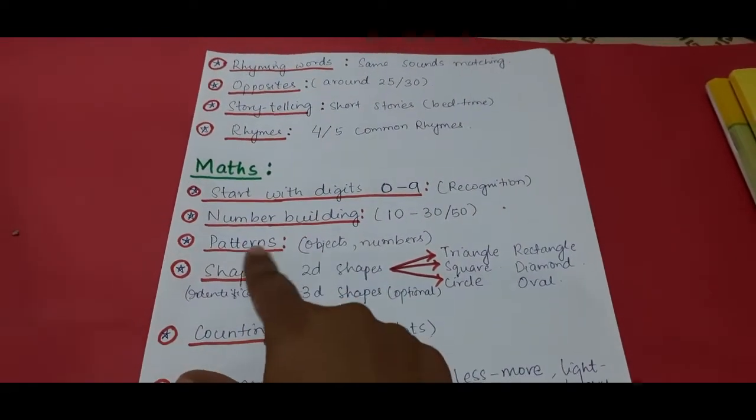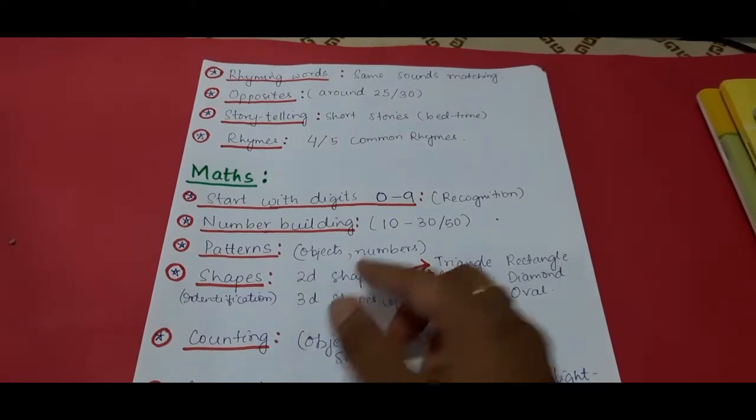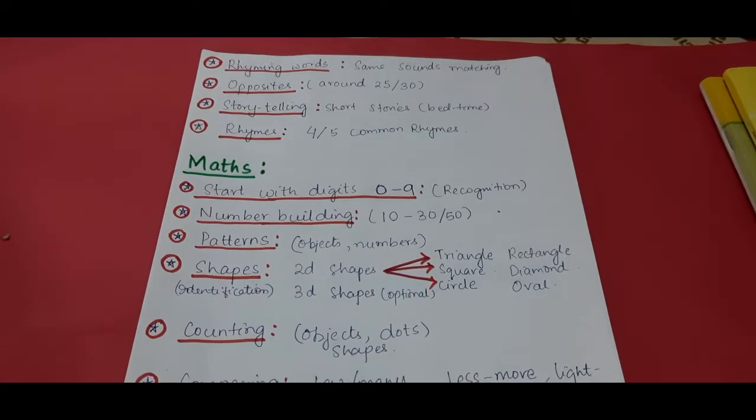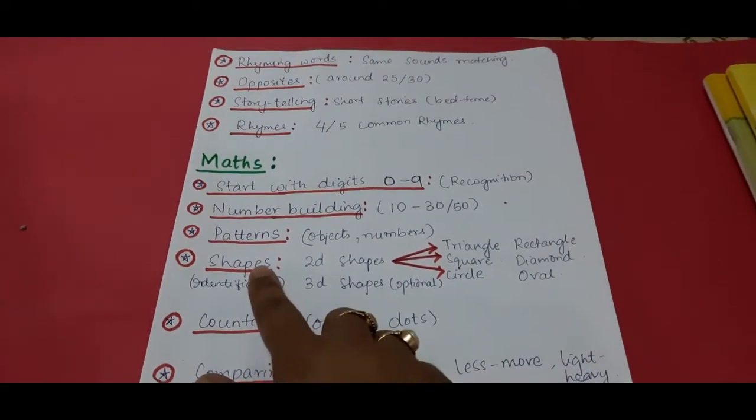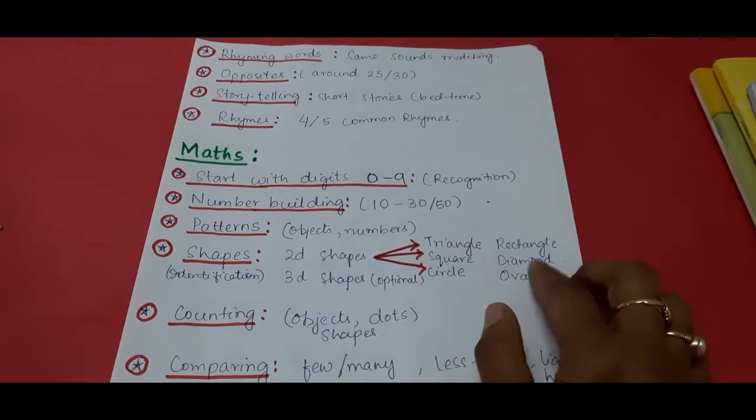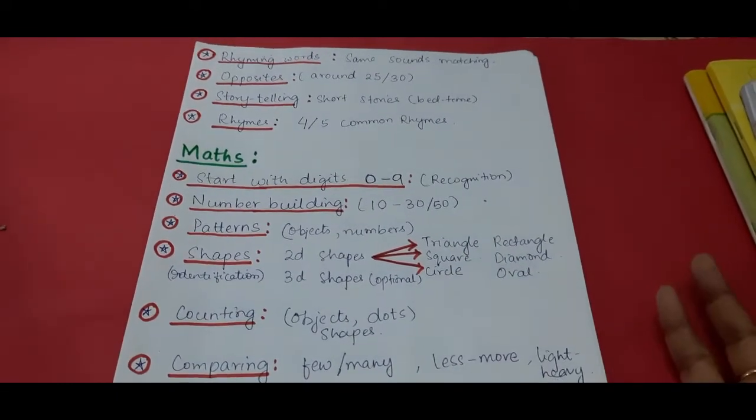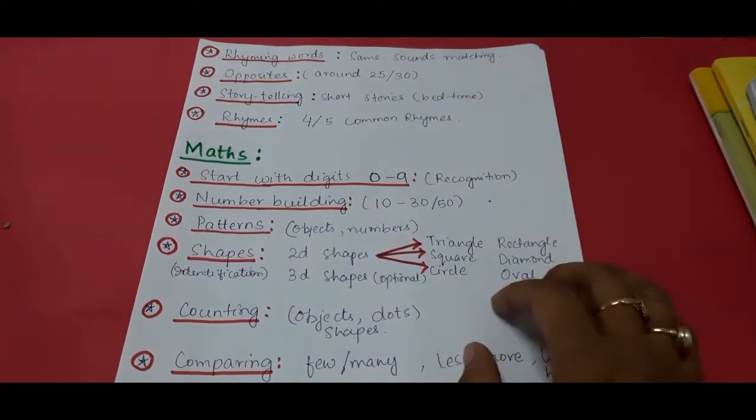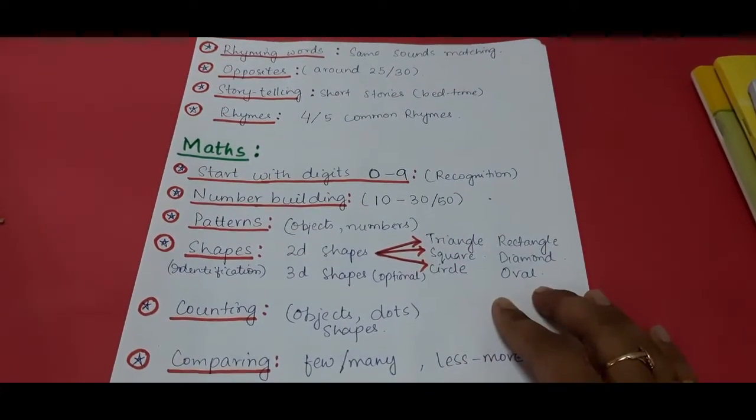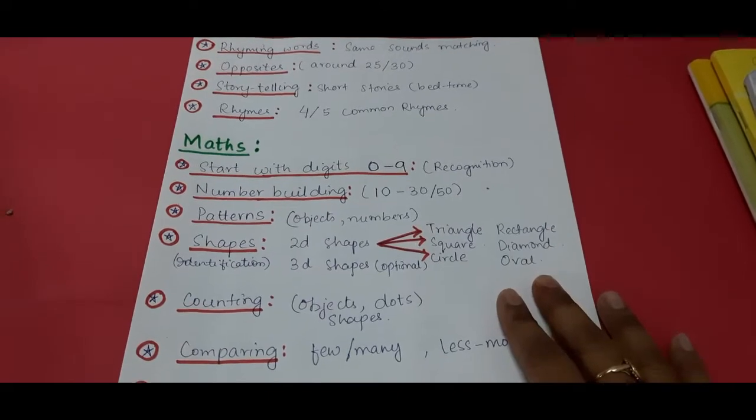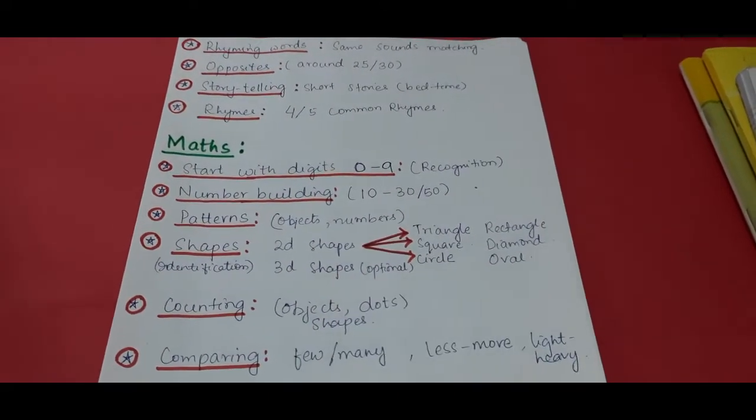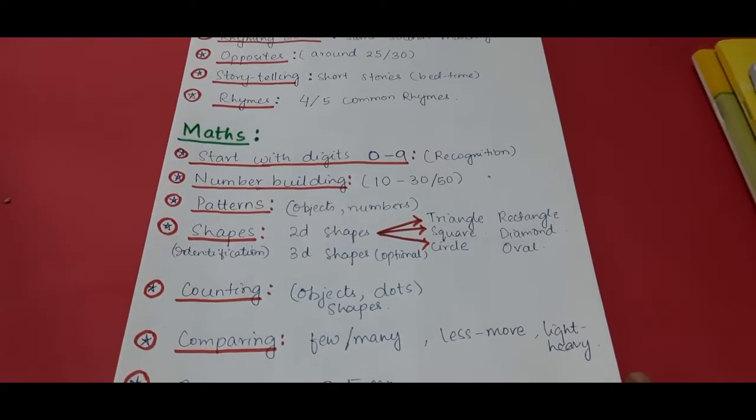Next is patterns. Patterns will be like different patterns of objects, different patterns of numbers that they will be knowing. Next is shapes. They should recognize triangle, rectangle, square, diamond, circle, oval, basic 2D shapes. Apart from this, many other shapes are also there. We can explain them and make them identify those also. And next is 3D shapes. It is optional. If you want, you can introduce them to them.